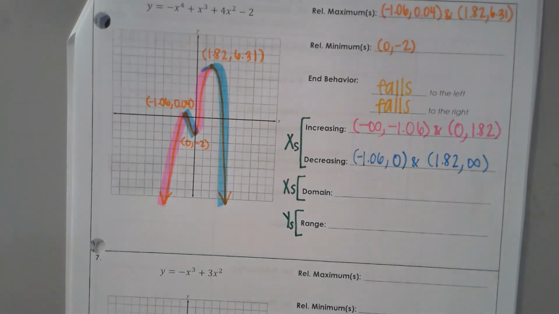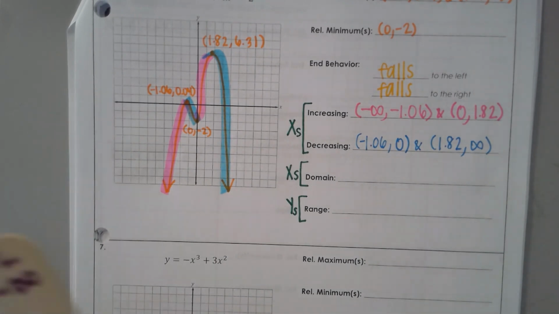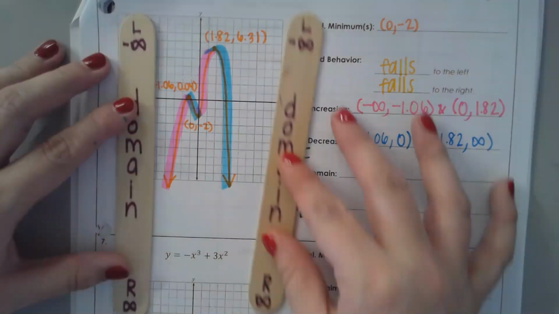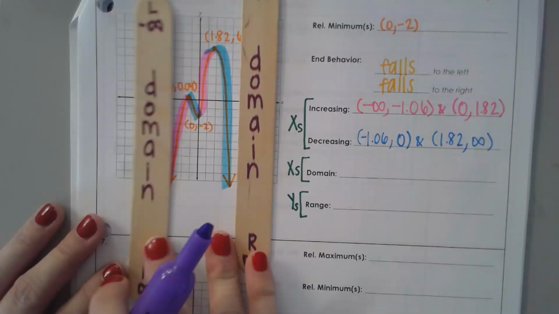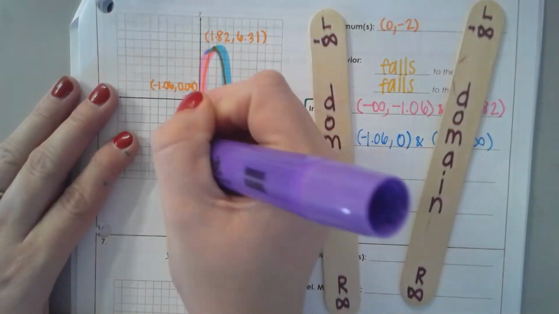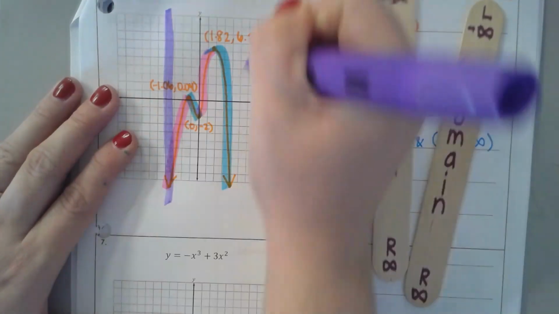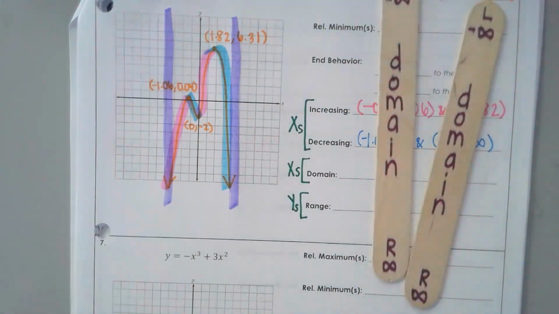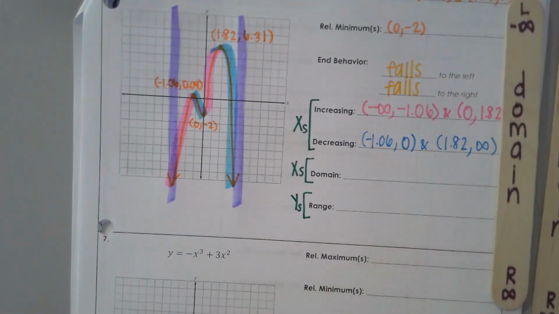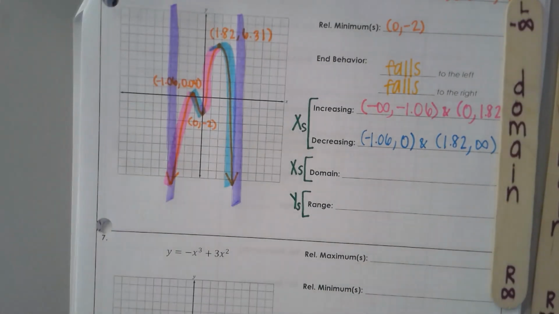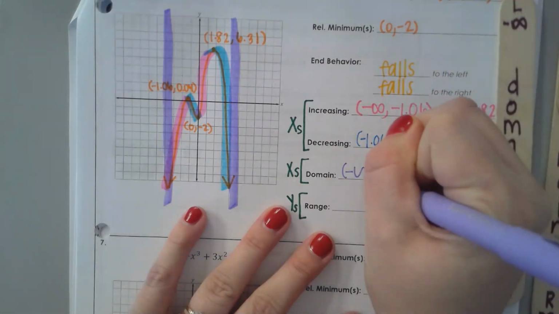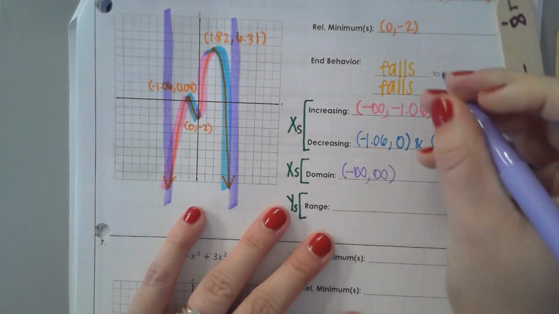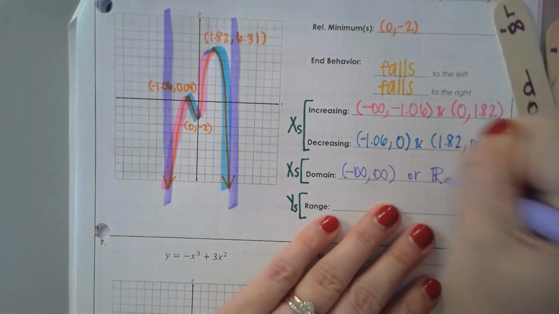Okay. Now domain. Think about domain. If I drew in my vertical lines, what do I hit on both sides? I hit arrows. So I've got negative infinity to positive infinity. Or you could put the real number symbol.